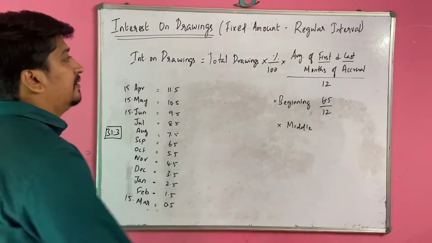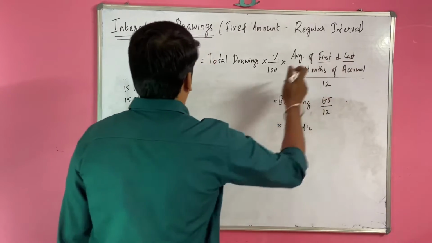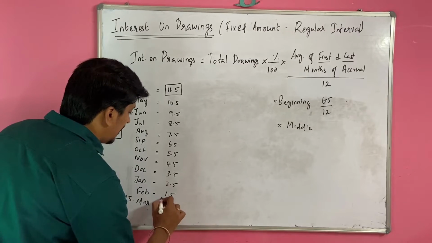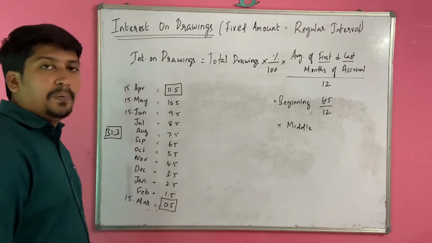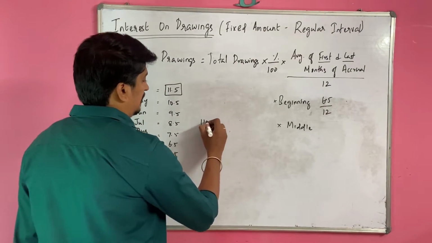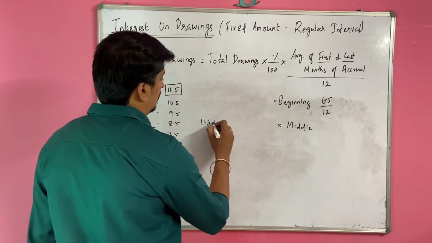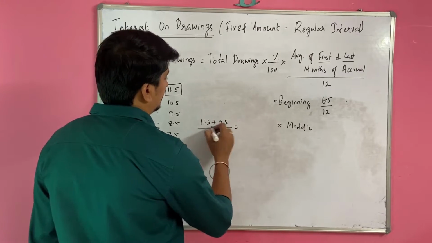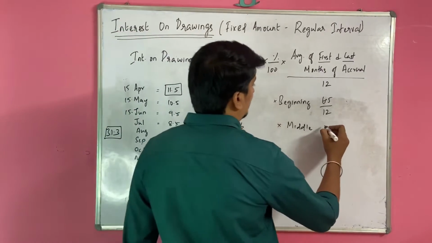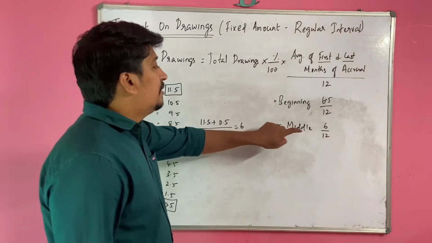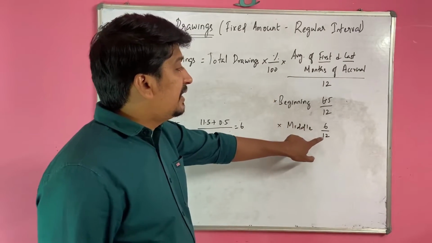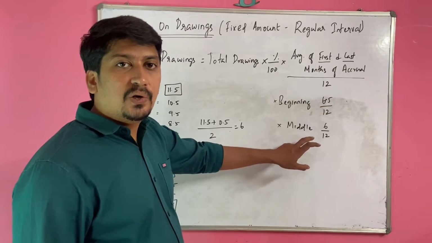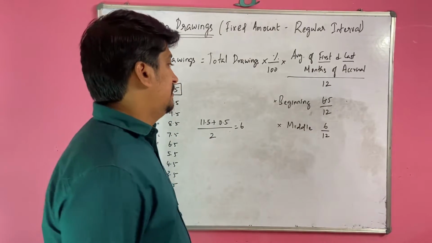Now what do we want? Average of first and last. The first drawings interest is 11.5 months and the last drawings interest is 0.5 month. Average is 11.5 plus 0.5 divided by 2, which is 12 by 2, 6, which means he has to pay 6 by 12. So on an average of 6 months interest the partner has to pay if the amount was drawn in the middle of every month.